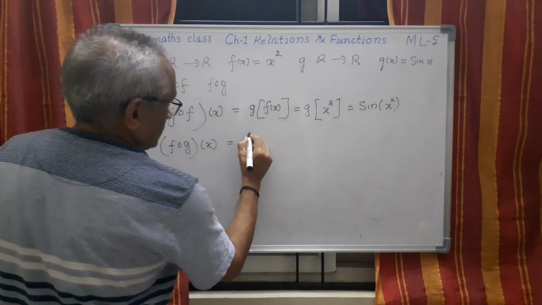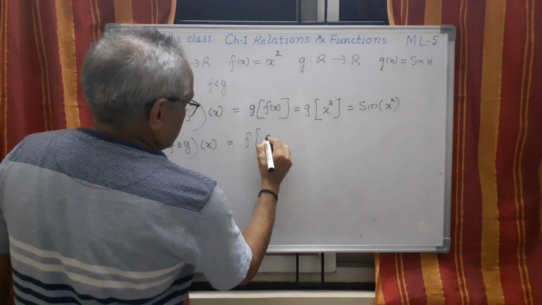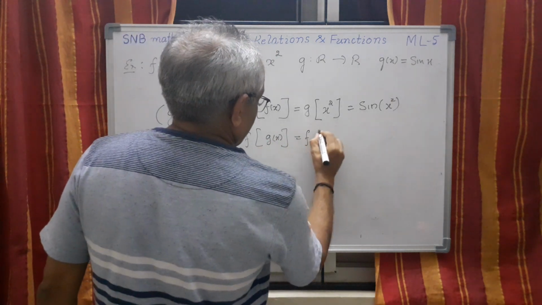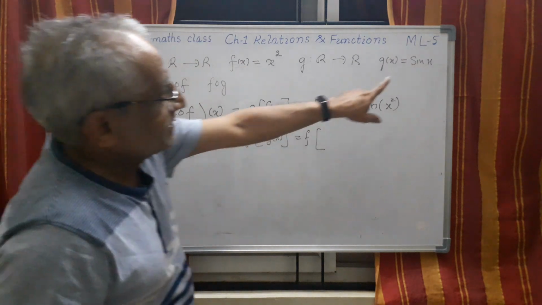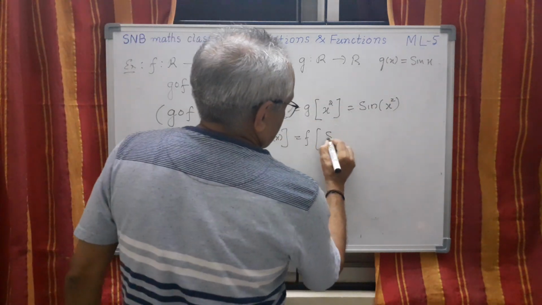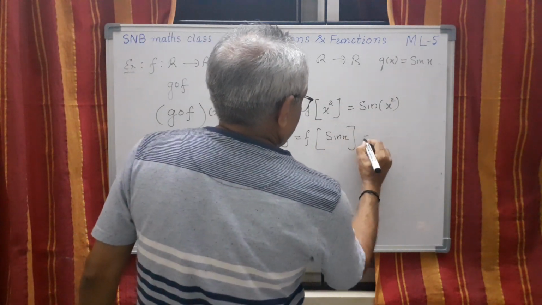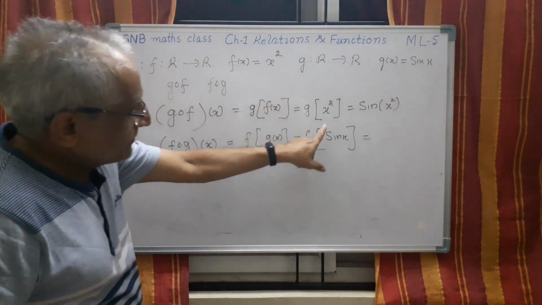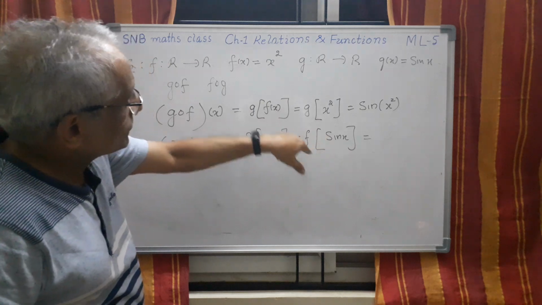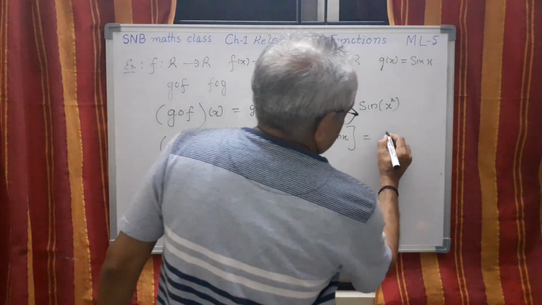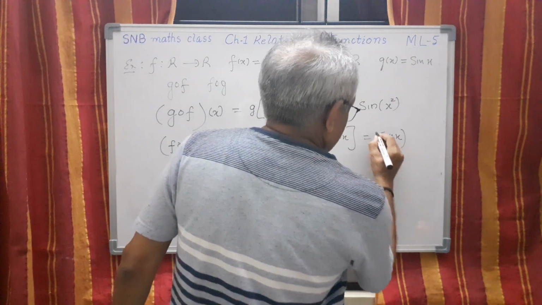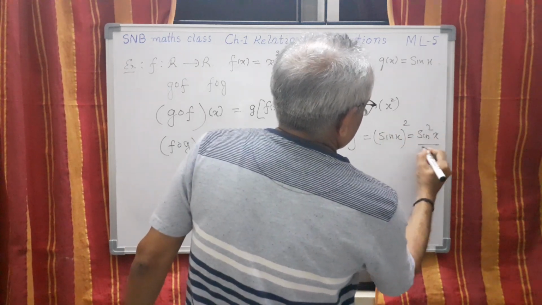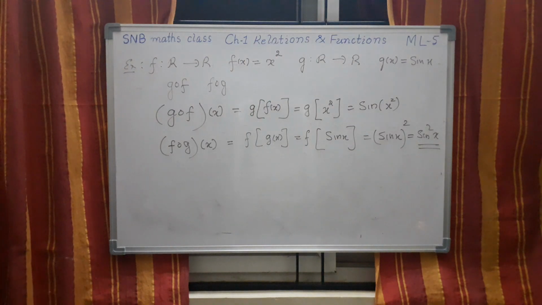Similarly, f of g of x also we can calculate here. This is f of g of x. This equals f of, g of x is sin x. So it is f of sin x. Then f is taking x to its square. So if I put here sin x, it should go to the square of this. Therefore it is sin x whole square. But this can also be written as sin square x.